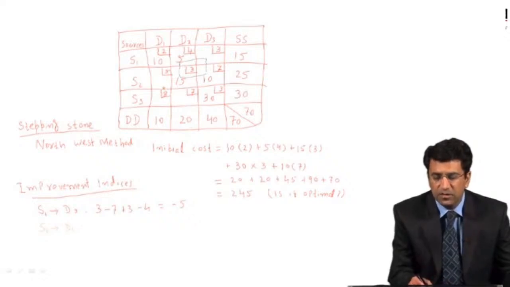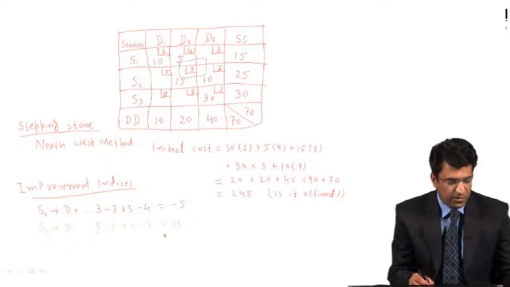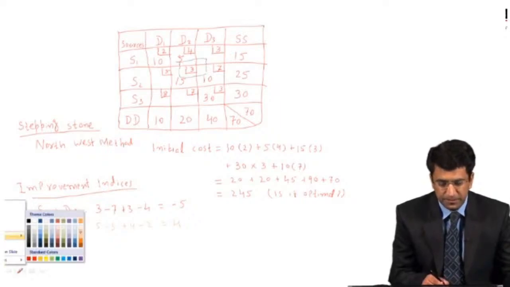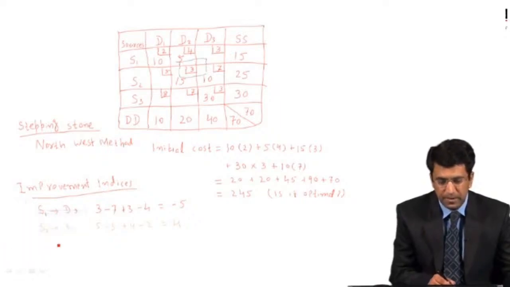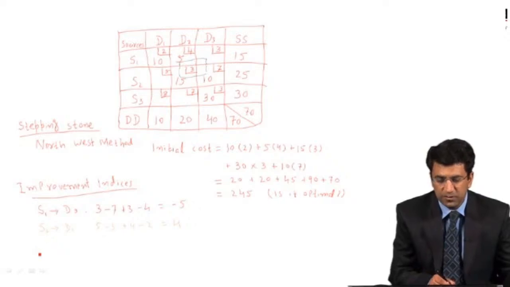Now again we will have to repeat the same procedure here. If we add one unit here, we'll have to add 5 here, 5 minus 3 plus 4 minus 2. So it will become 5 plus 4, 9 minus 5, that will become 4. So this will become 4 here. The next empty cell in this particular case is S3 to D1.